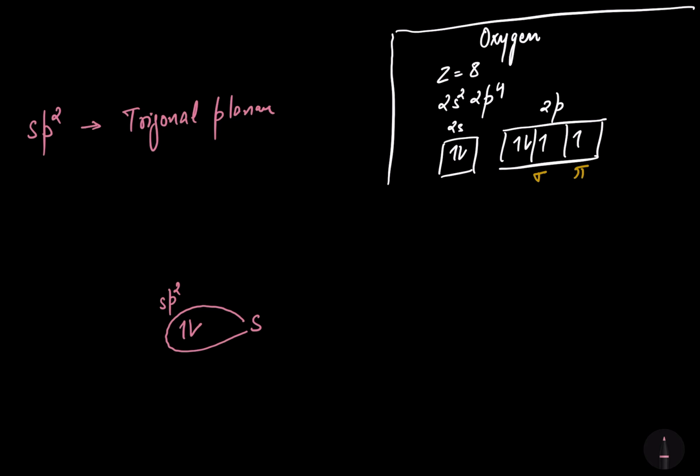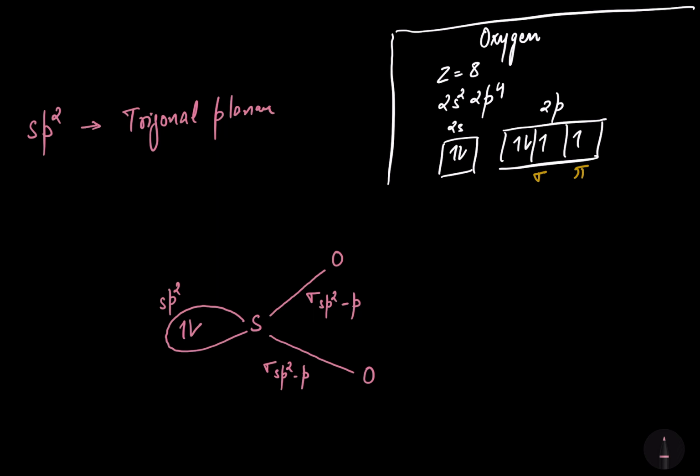And after that, there is a head-on overlap of sp2 hybrid orbital of sulfur with the 2p orbital of oxygen. So that's the sigma bond between the sulfur and the oxygen, which will be formed by the head-on overlap of sp2 hybrid orbital of sulfur with the p orbital of oxygen. We are also having one more oxygen which has been formed by the same type of overlap. So that's also a sigma bond, formed by head-on overlap of sp2 hybrid orbital of sulfur with the p orbital of oxygen.